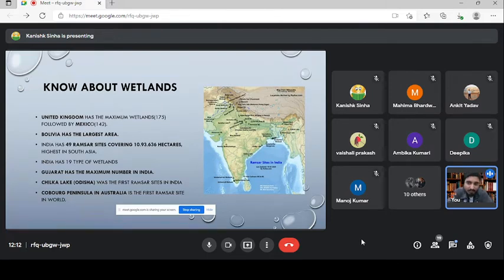Now, the total number of types of wetland that India has is 19, and Gujarat is the state which has the maximum number of wetlands in India. So those who will be joining GNLU can go and see the wetlands there.